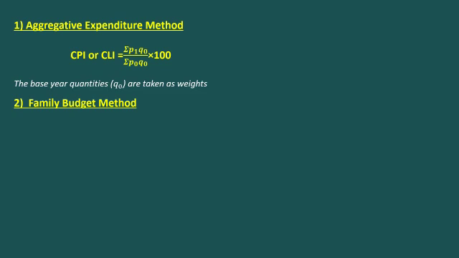Family budget method. It is given by the formula CPI or CLI is equal to summation WP divided by summation W, where W is the weights being the values of the items consumed in the base year. Therefore, W is equal to P0 into Q0, and capital P is the price relative, which is computed by the formula P1 divided by P0 into 100, where P1 is current year price and P0 is base year price.